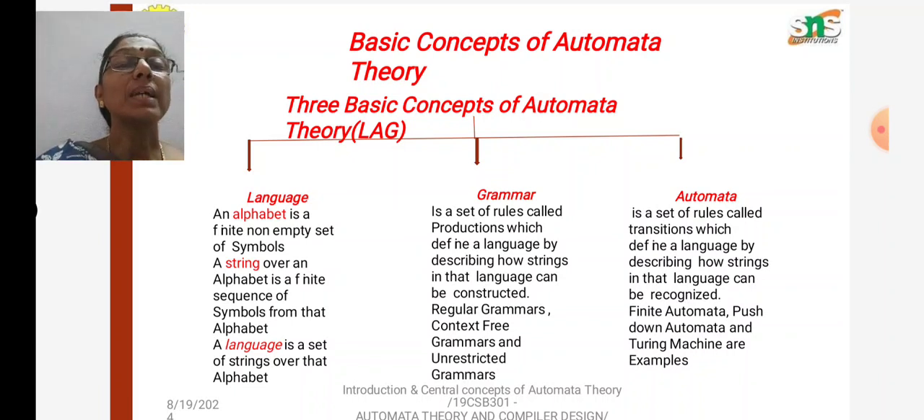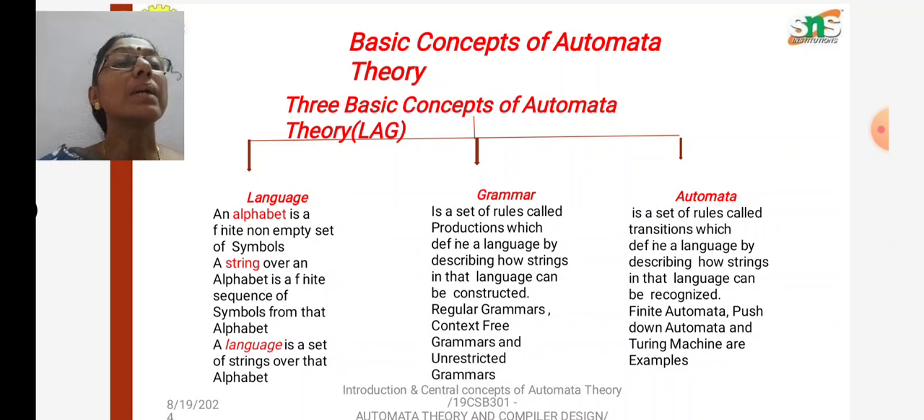Next is the grammar. Grammar is a set of rules called productions which define a language by describing how the strings in the language can be constructed. So how we can construct the strings of that language can be described in terms of a grammar. The types of grammars are regular grammar, context free grammar, context sensitive grammar and unrestricted grammar.